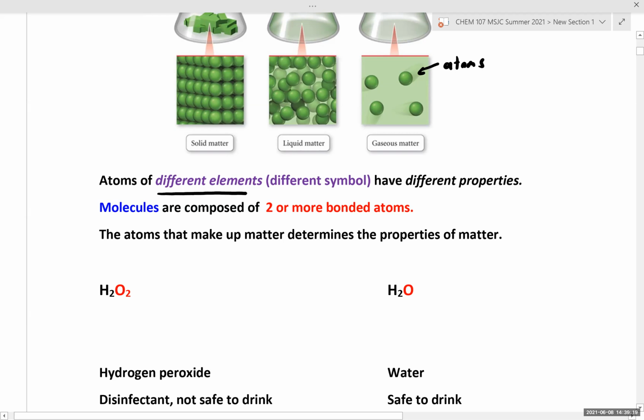Atoms of different elements with different symbols have different properties. Further, when we start to bond atoms together to form more complex structures called molecules, we can begin to see how the properties and function of a molecule depends on its composition. The atoms that make up matter determine the properties of matter.